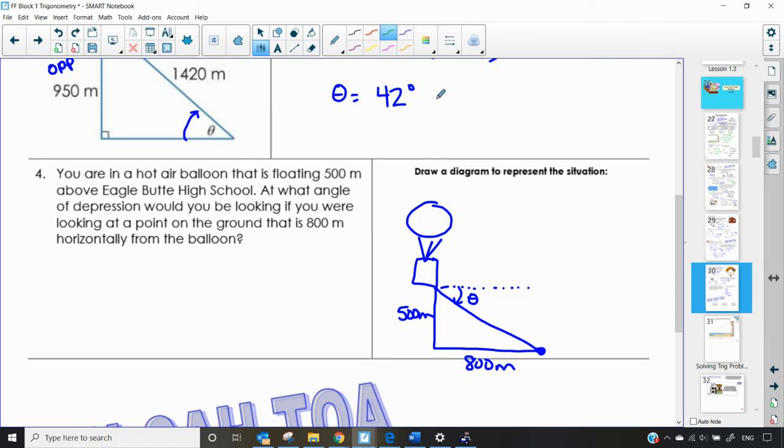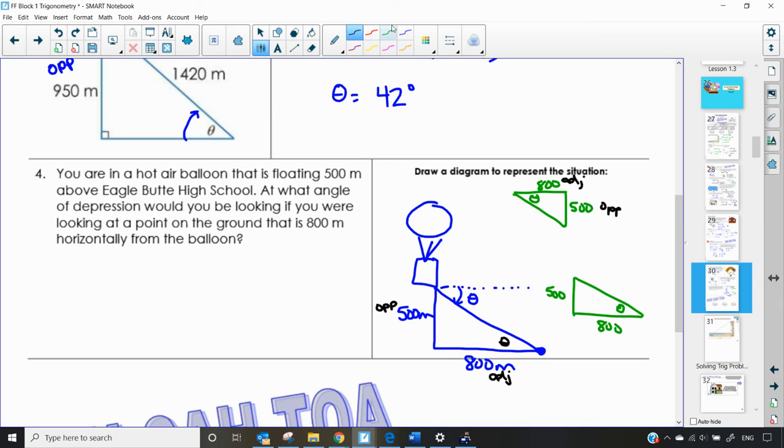Now, calculating this out, I can either draw a diagram that looks like this with my 500 and my 800 and my angle of depression. I can also calculate the angle of elevation, which would give me the same answer, so 800 and 500. Ultimately, it does not matter which one I use because my opposite is still 500 and my adjacent is still 800. So labeling my triangle here, I have opposite being 500 and adjacent being 800.